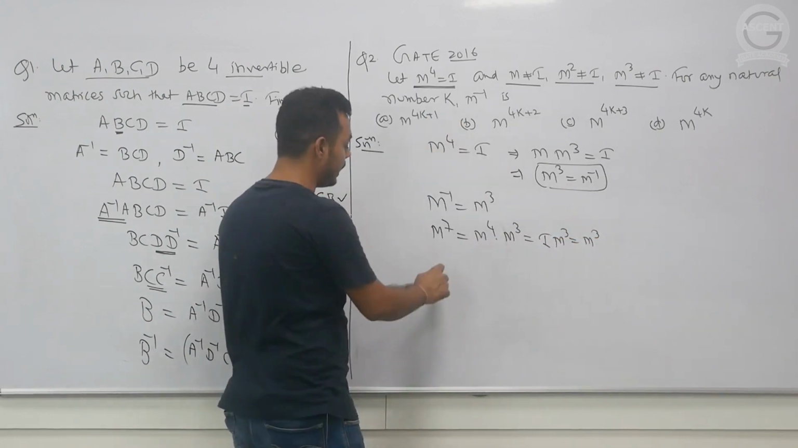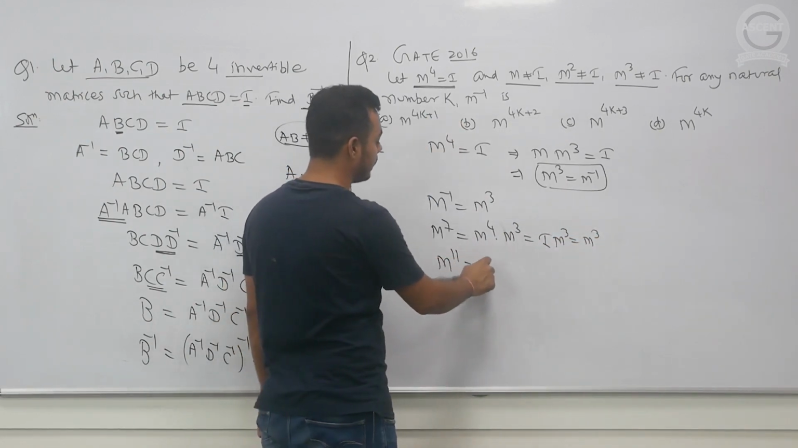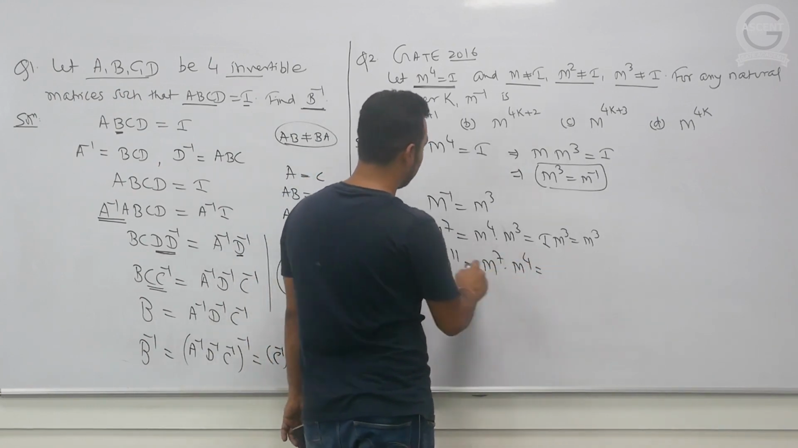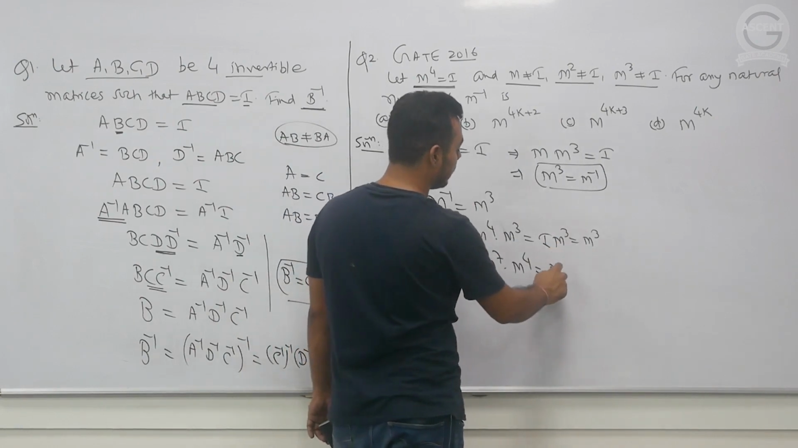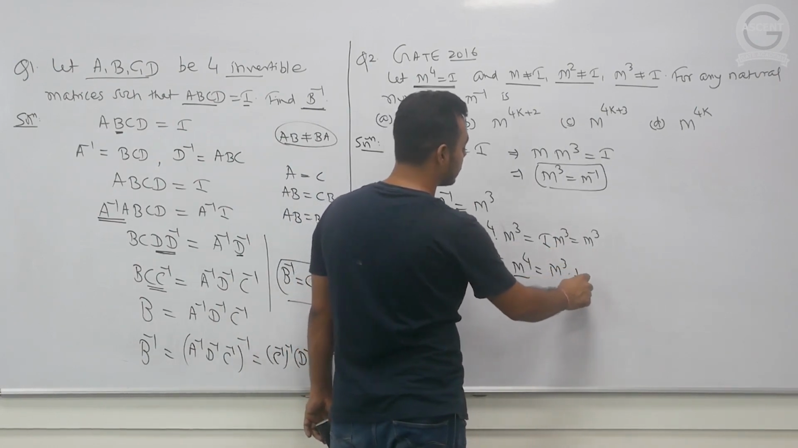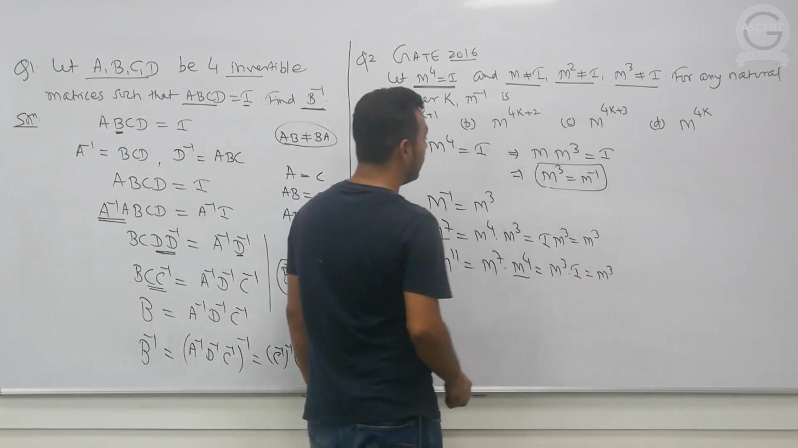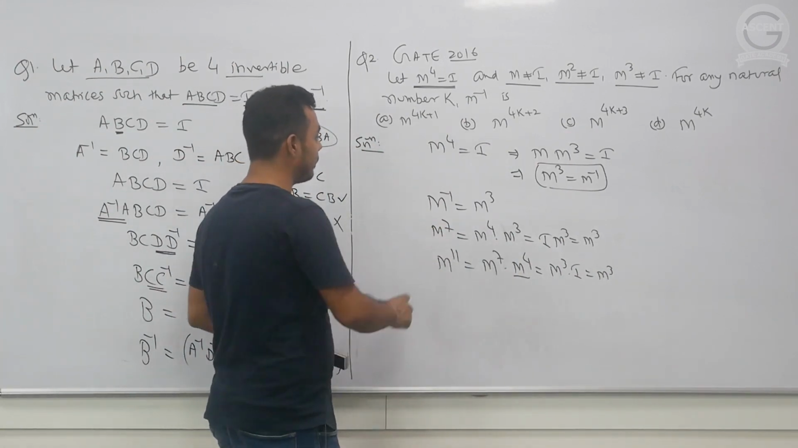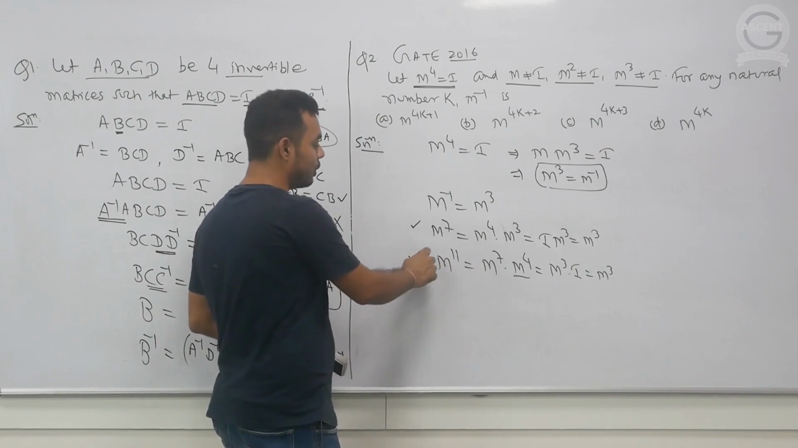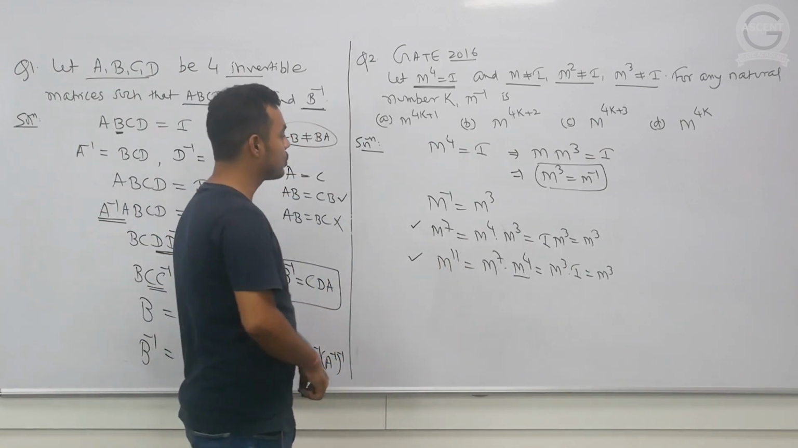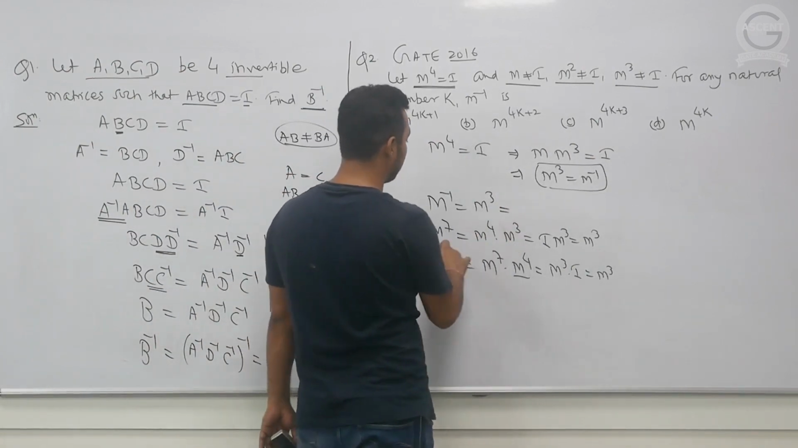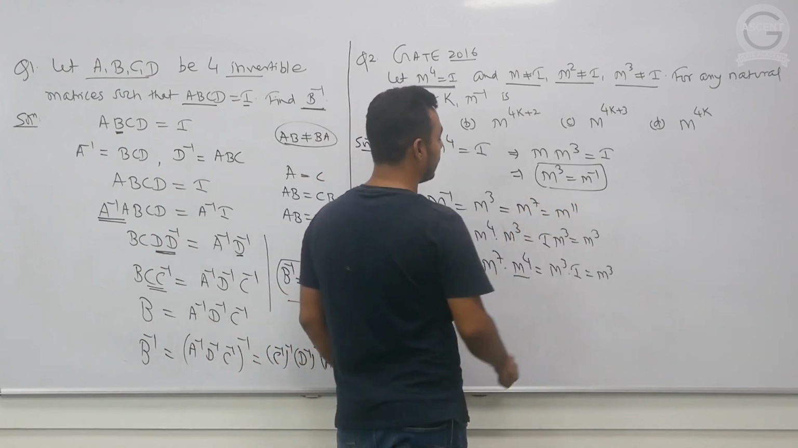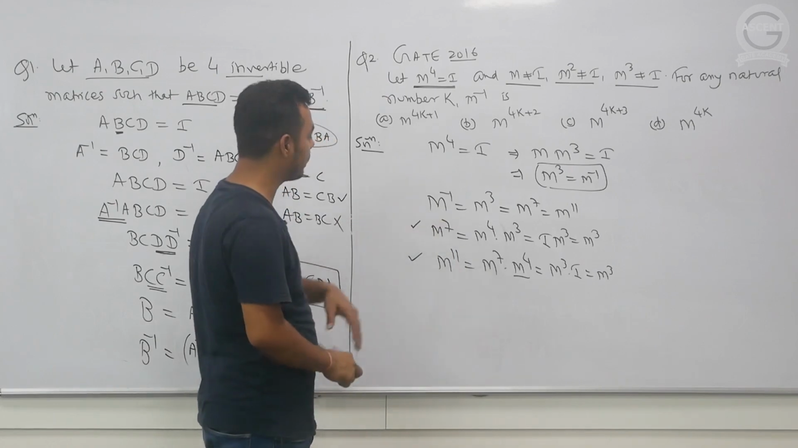Similarly, M to the power 11, you can also write as M to the power 7 into M to the power 4. M to the power 7 we have already seen is M cube. M to the power 4 is identity, so this will be M cube. So if M inverse is M cube, then M to the power 7 is also M cube, and M to the power 11 is also M cube. So the inverse of this matrix will be M cube, which is M to the power 7, which is M to the power 11. So all these matrices are the inverse of matrix M.